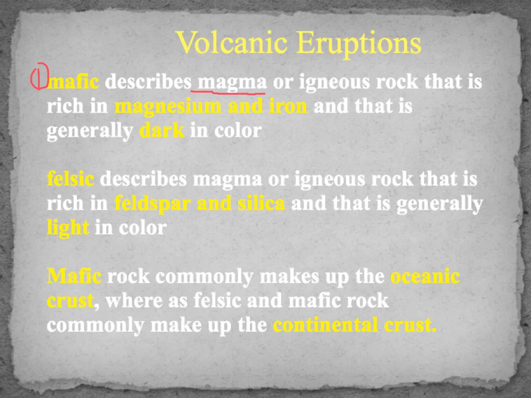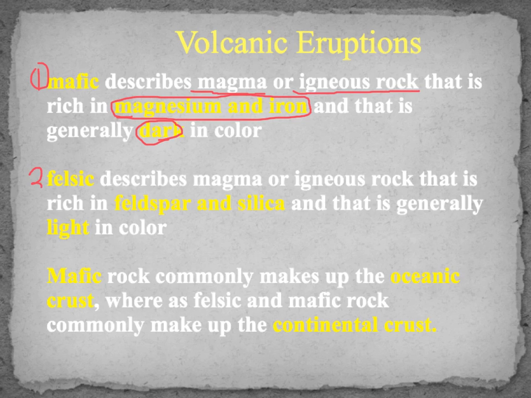Number one is mafic, which is a dark colored magma. It's a darker red when it's melted and hot, or it's a dark colored igneous rock. And it's dark colored because it contains lots of magnesium and iron, which are two elements from the periodic table.